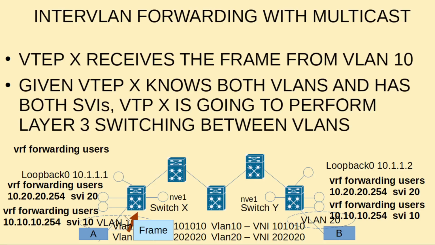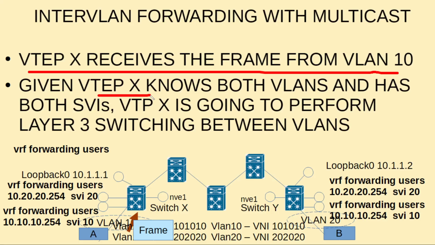Now the process is the following: host A wants to send a packet to host B. Host B lives in a different VLAN in a different device. So VTEP X receives the frame. This frame is originally received within VLAN 10. Then VTEP X is going to perform layer 3 forwarding between both VLANs because it contains both SVIs.